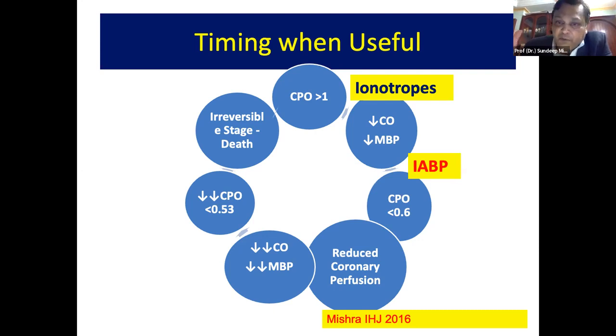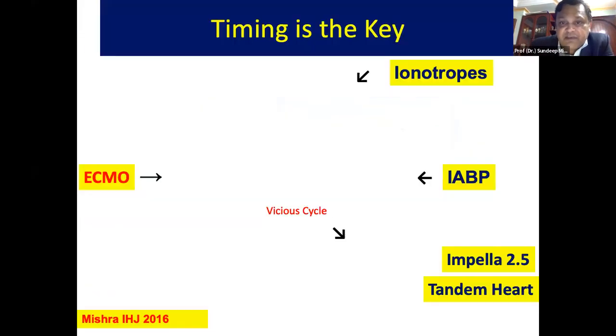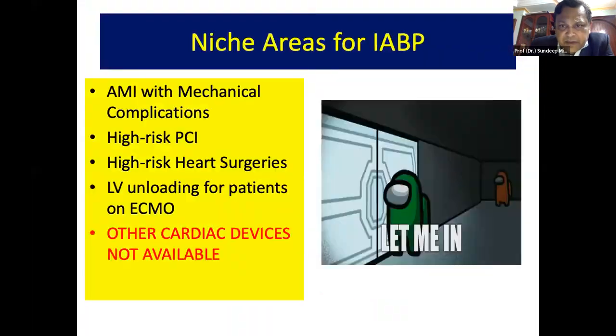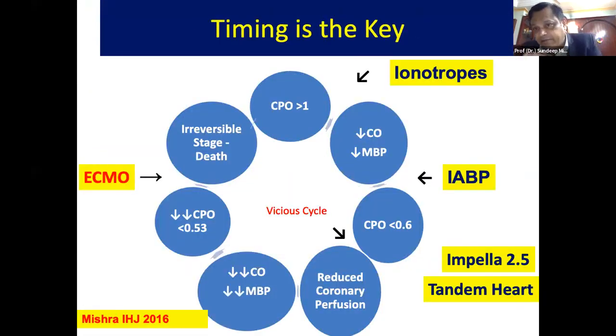Once the patient progresses down this vicious cycle, you can see that CPO keeps falling, and then reduced coronary perfusion also starts happening, then cardiac output and mean blood pressure fall even further, and CPO falls below 0.53, then none of these therapies will work. I will just come to this. You can see that different devices are beneficial at different CPO levels. Initially inotropes may be useful, as the patient starts dropping pressures, then IABP may be useful for a very small window. But once that happens even further, then Impella or TandemHeart is useful.